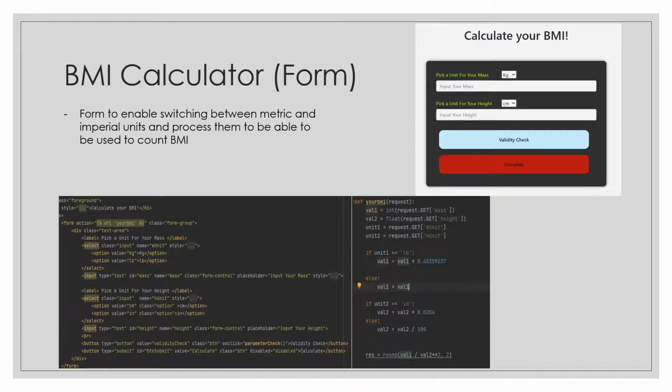One of the features that I have implemented is the enabling of switching between metric and imperial units. So I put a conversion for pounds to kg and inches to centimeter to process the BMI.